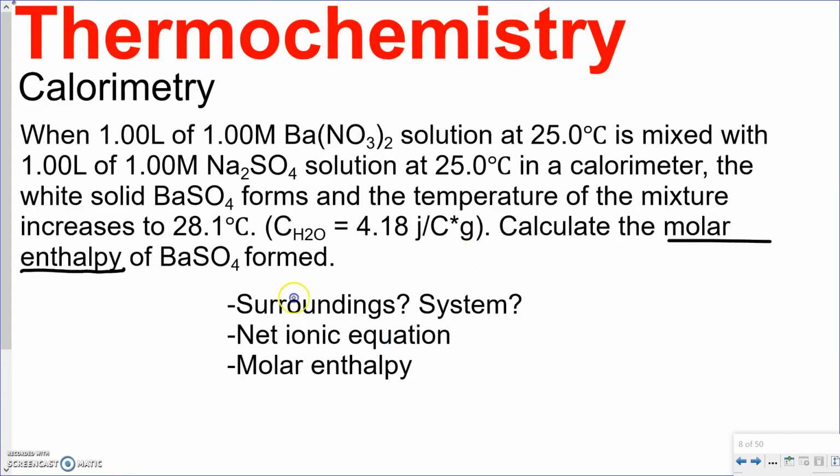What I want you to do is identify your surroundings and your systems. Again, this is going to be a little convoluted and ambiguous because we do have a solution going on. I want you to write your net ionic equation, yes, a blast from your past. And I want you to calculate Q as well for this problem. And then we're going to come back and talk about this molar enthalpy idea in just a second. So pause, see what you come up with.